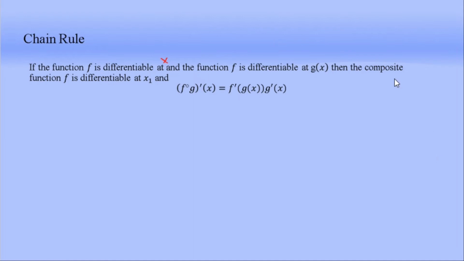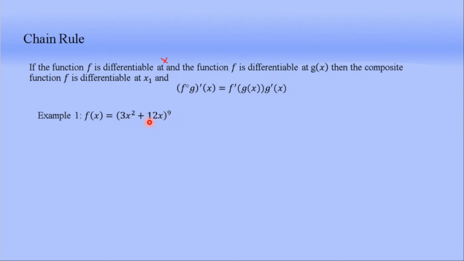So what is a composite function? A composite function is a function where there is a function inside a function. So that is what a composite function is. There is a function inside a function. As you can see from this example, there is a function inside a function.